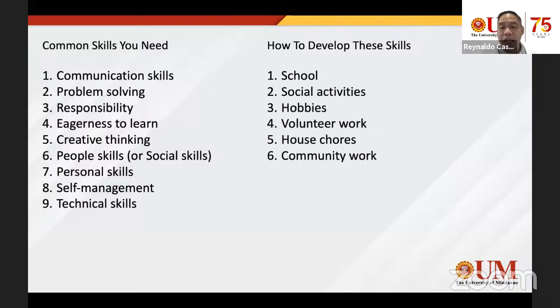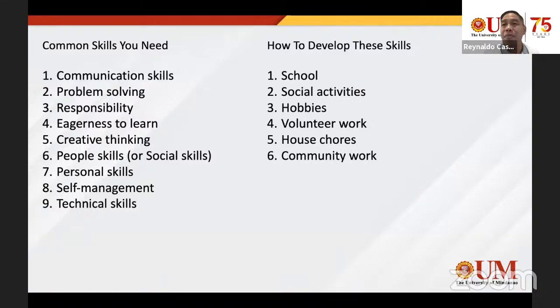Your hobbies, volunteer work. Have you done volunteer work, even in your community? All right, house chores. Why are house chores included here? Because it's your responsibility. You're training yourself to be responsible, looking at your environment.